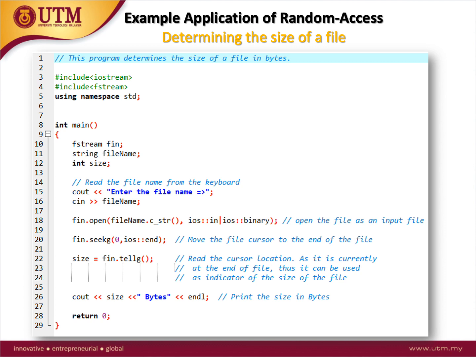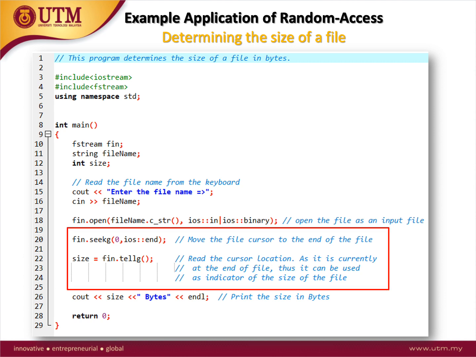Then in line 20, we use seekg, meaning we ask the cursor to move to the end of the file. Then we use tellg to read the cursor location. As it is currently at the end of the file, it can be used as an indicator of the size of the file. Because in line 20 we already moved the cursor to the end of the file, in line 22 we can just retrieve it. Then we print it.